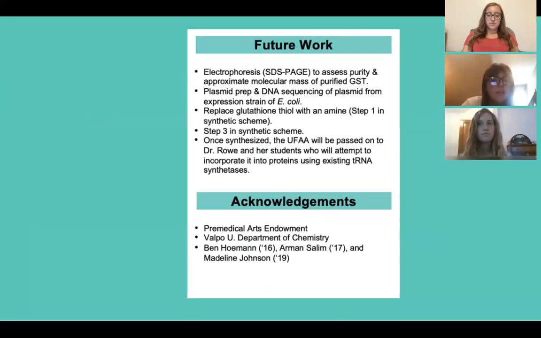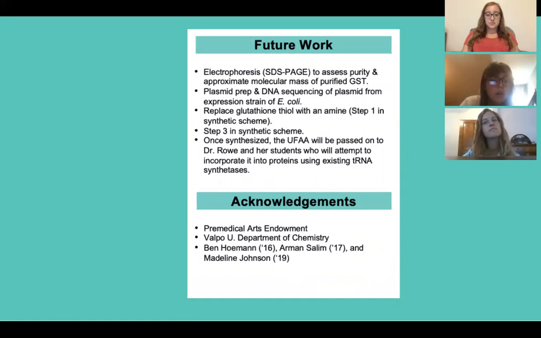And then finally, a little bit about our future work and where we plan to take the project. We want to do an SDS-PAGE to assess the purity and approximate the molecular mass of our purified GST. We want to do some more plasmid prep and DNA sequencing of the plasmid from our specific expression strain of E. coli. We also, as Alyssa mentioned, want to learn more about how to replace the glutathione thiol with an amine, as in step 1 of the synthetic scheme.